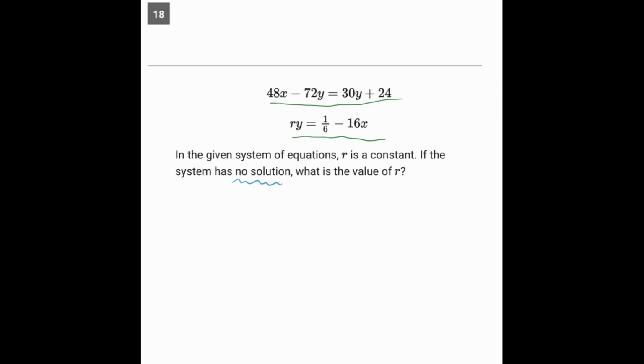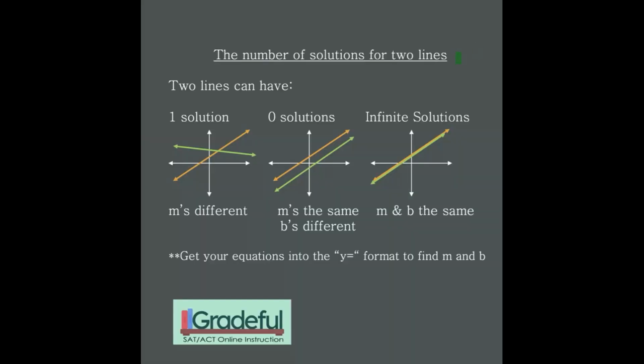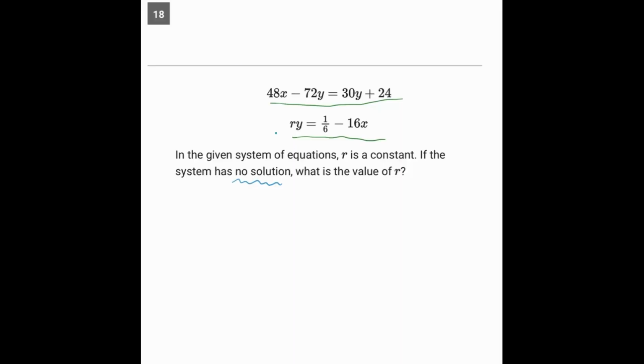So the number of solutions for two lines, that's a reference to this idea, that two lines can have one solution if they have different slopes. They can have no solutions if they have the same slope and different y-intercepts. And they can have infinite solutions if the slopes and the y-intercepts are the same. So all of this is contingent on getting it in the y equals mx plus b form. So we can go ahead and find out what we need to find out here.